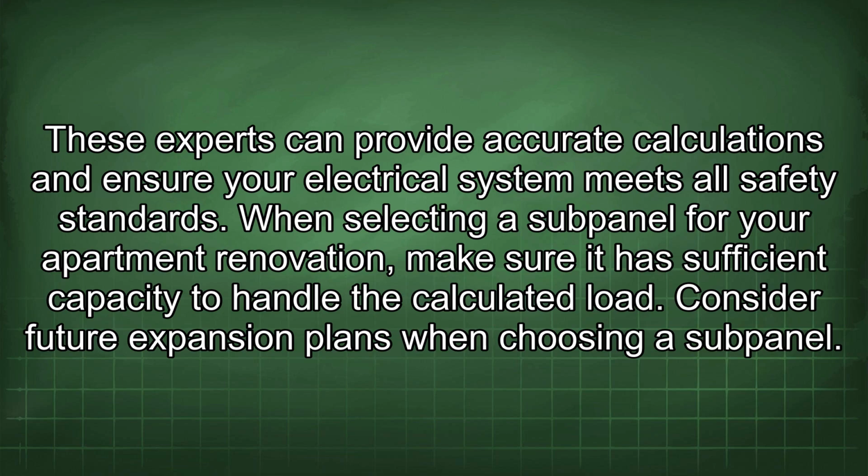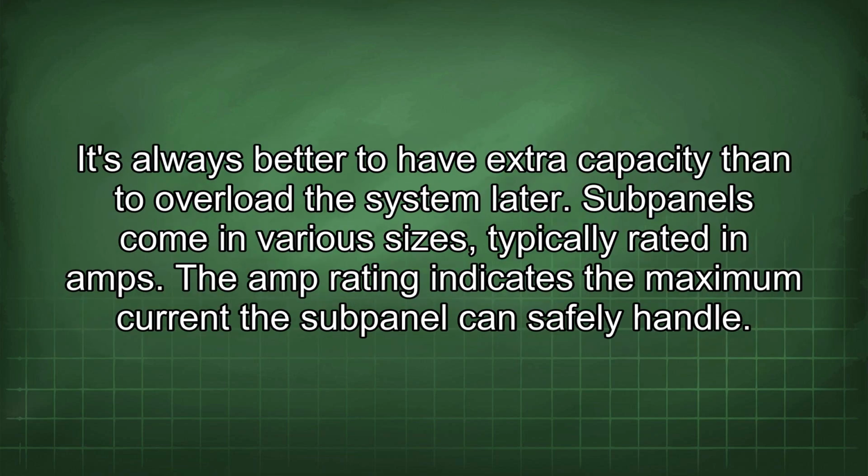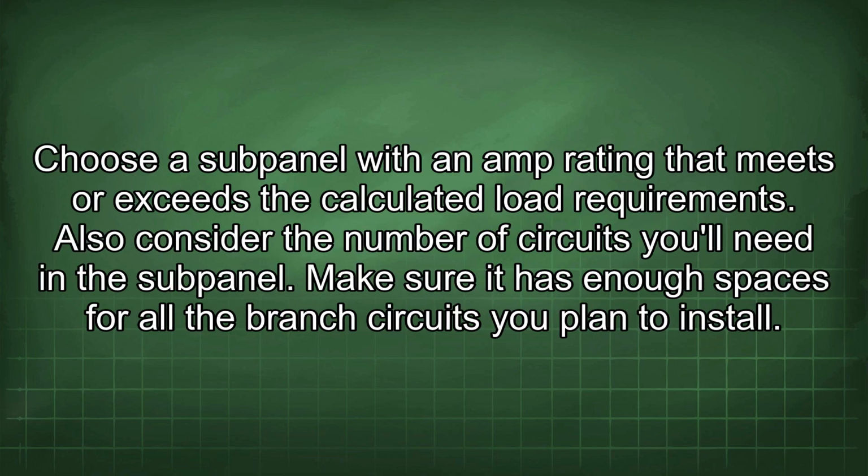When selecting a subpanel for your apartment renovation, make sure it has sufficient capacity to handle the calculated load. Consider future expansion plans when choosing a subpanel. It's always better to have extra capacity than to overload the system later. Subpanels come in various sizes, typically rated in amps. The amp rating indicates the maximum current the subpanel can safely handle. Choose a subpanel with an amp rating that meets or exceeds the calculated load requirements.